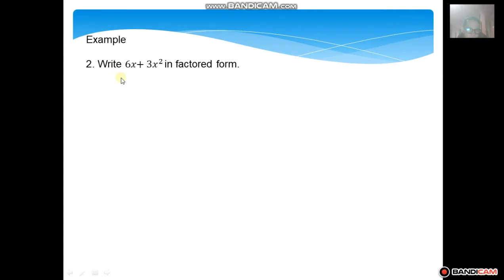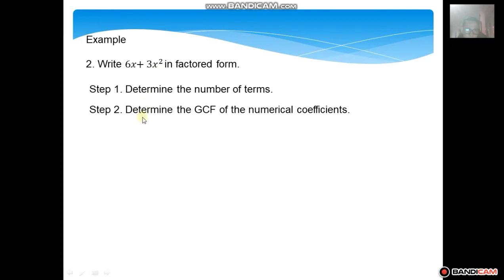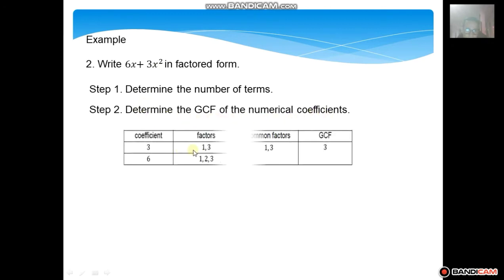Next, example number 2. Write 6x plus 3x squared in factored form. We will follow the steps. Number 1, determine the number of terms. In this case, we have two terms, 6x and positive 3x squared. Then number 2, determine the GCF of the numerical coefficients. These are the processes. These are the numerical coefficients of the given expression.